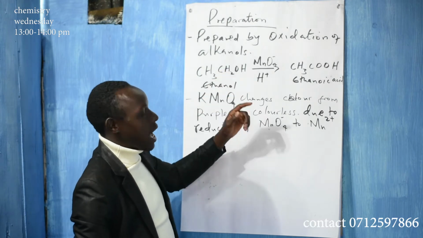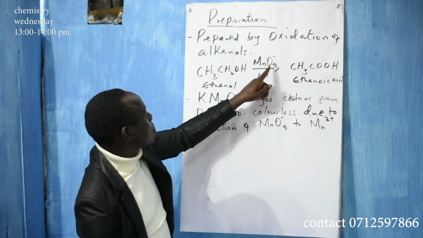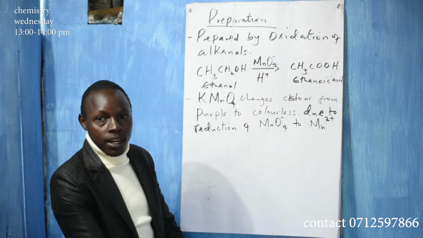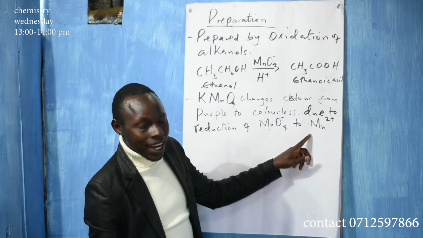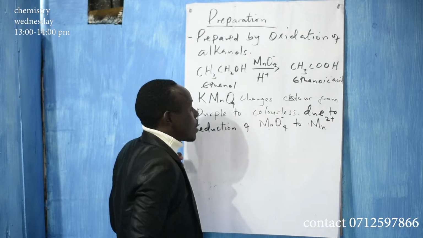When this alkanol undergoes oxidation, this one will be oxidized and the oxidizing agent undergoes reduction, just as we did in Form 1 redox reactions. So this one will be reduced to manganese. Now, manganese ions are colorless.